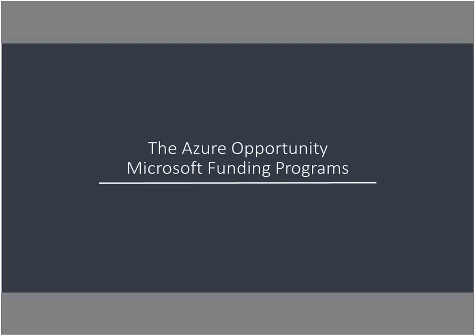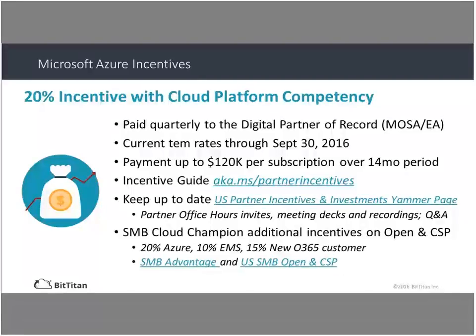So if you don't have that competency yet, I'd encourage you to take a look at the requirements to obtain one. The current incentive rate is 20% on Azure subscriptions, and it's paid to the digital partner of record on that subscription. And the customer determines that in their Azure account portal. And partners can earn a maximum of $120,000 per subscription over a 14-month period. And there's no minimum on the number of subscriptions that you can be paid out on.